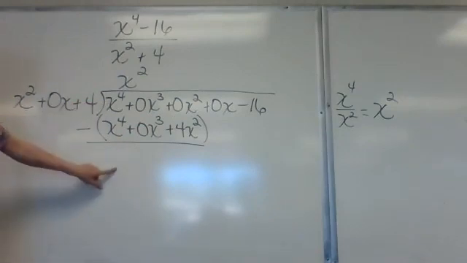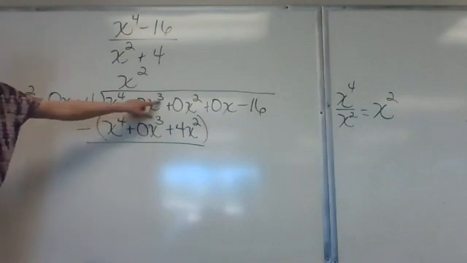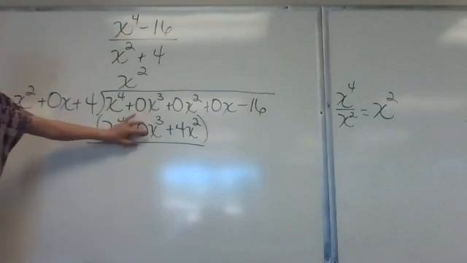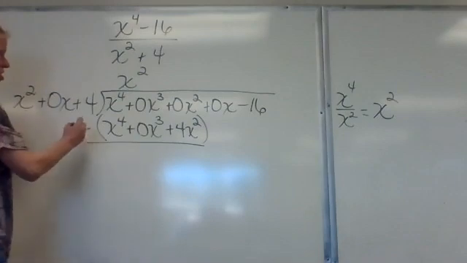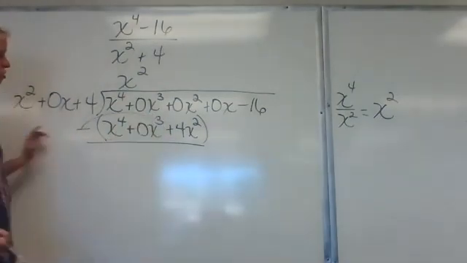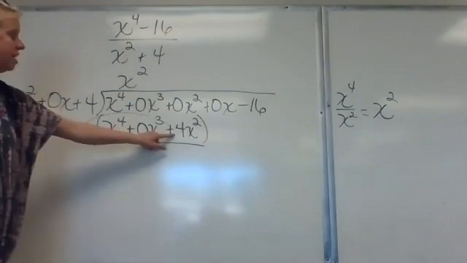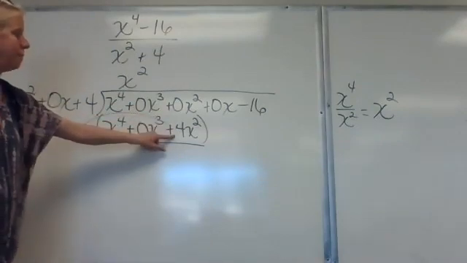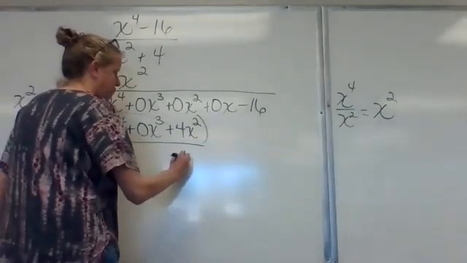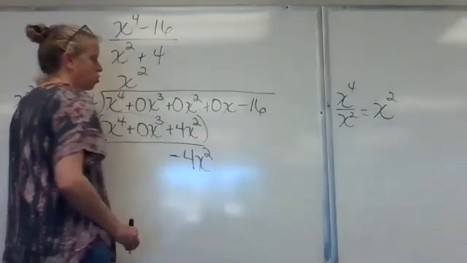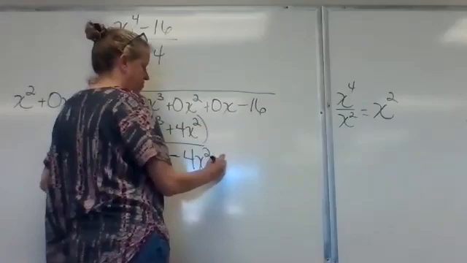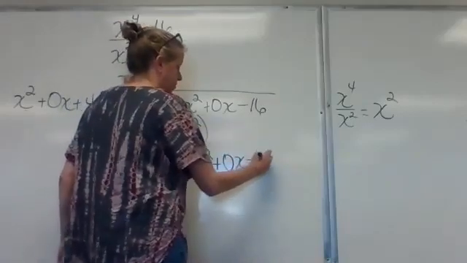My x to the 4ths are gone. My x to the 3rds are gone. So what does this turn this into? I have 0x squared. This minus turns that into a negative. So 0 minus 4 gives me negative 4x squared. And I'm going to bring both of these down, like on the last one.